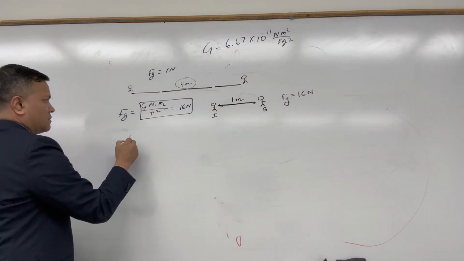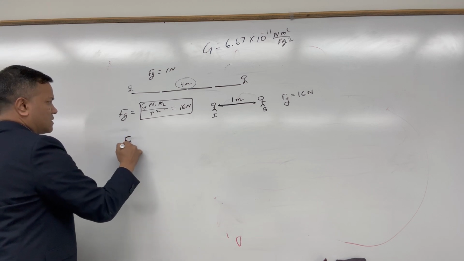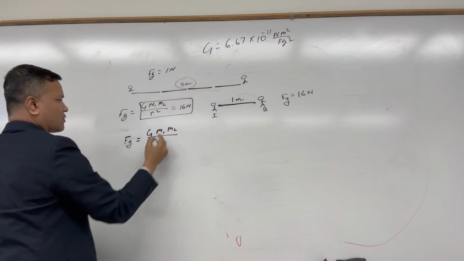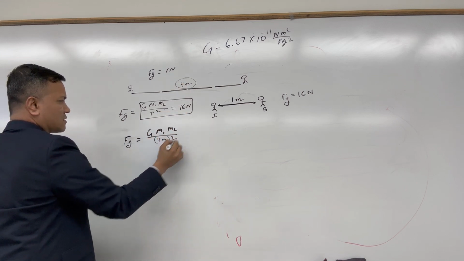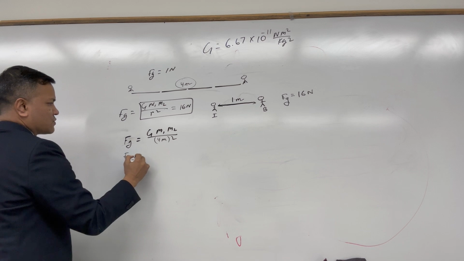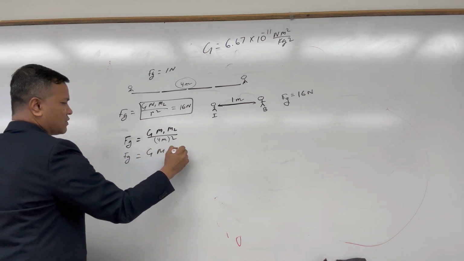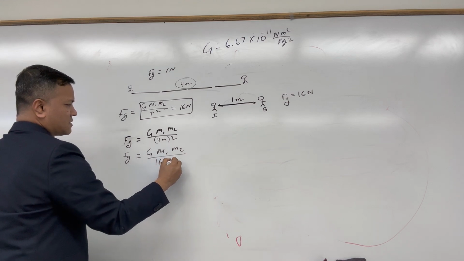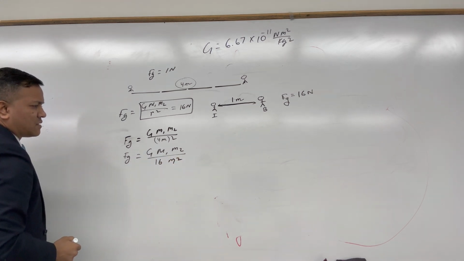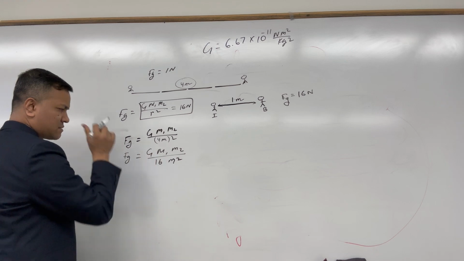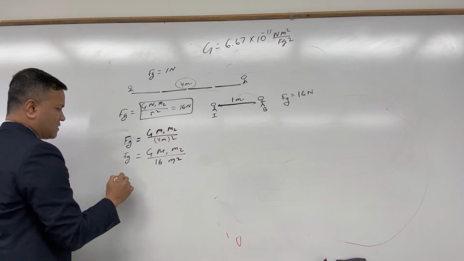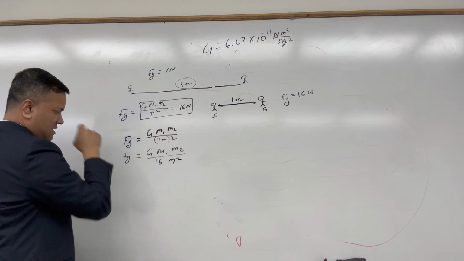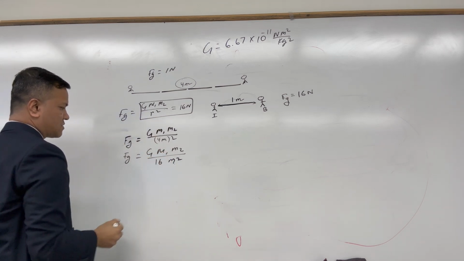So Fg is equal to G m1 m2 over 4 meter square. So Fg is equal to G m1 m2 over 16 meter square. Don't confuse mass and meter. It's confusing. This is meter. This is mass. This is radius. This is mass. This is meter.